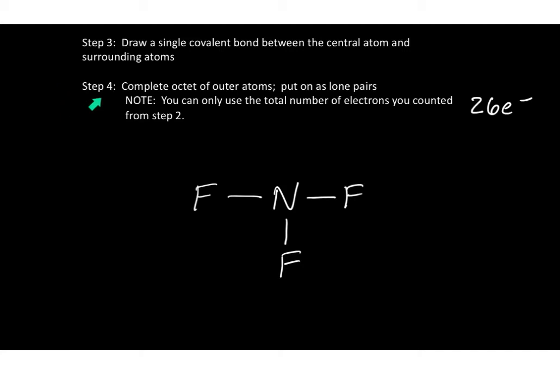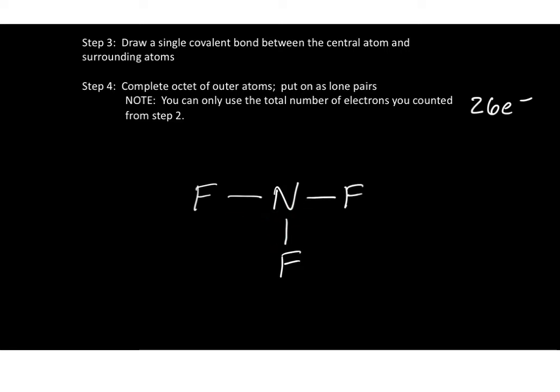And then step 4, now what I need to do is complete the octet of my outer atoms. In order to do that, I'm going to put electrons on as lone pairs. An important note, I have to keep track because I know, in step 2, I counted that I had 26 electrons total. I can't go over 26. I've already used 6. So let's go ahead and put in some lone pairs. I have already put in 2, 4, 6.